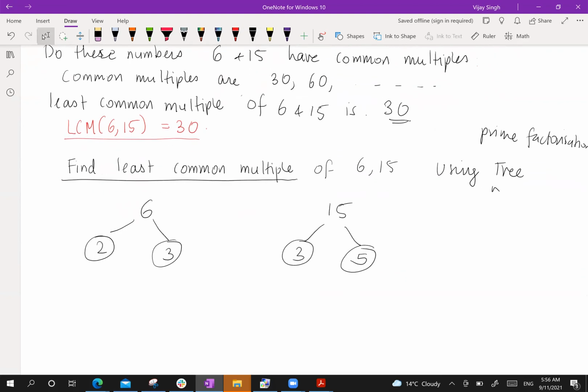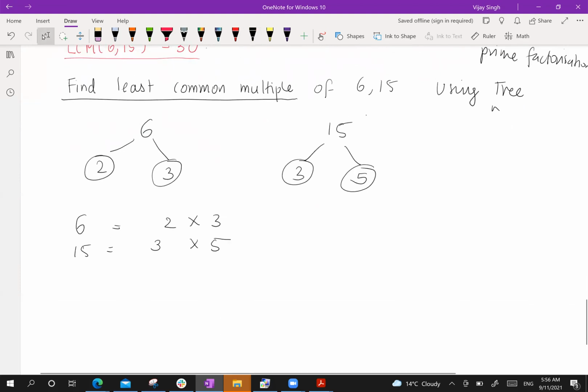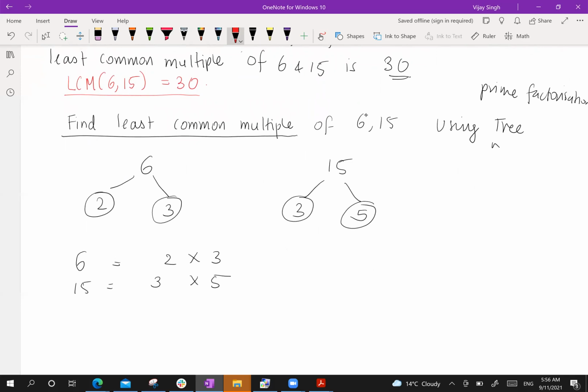So what you do in least common multiple is, first of all, you write down 6 is 2 times 3. And then you have 15 is 3 times 5. Now, first of all, you see what is common in both of them, like you did in terms of greatest common factor, right? So you say 3, 3. Is there anything else in common? No.